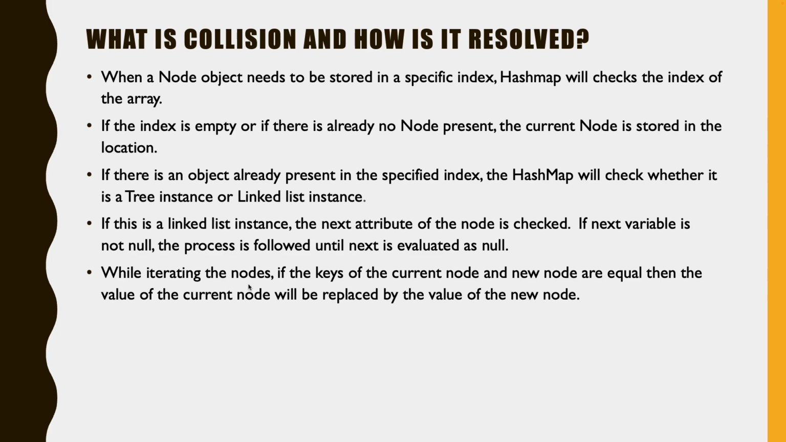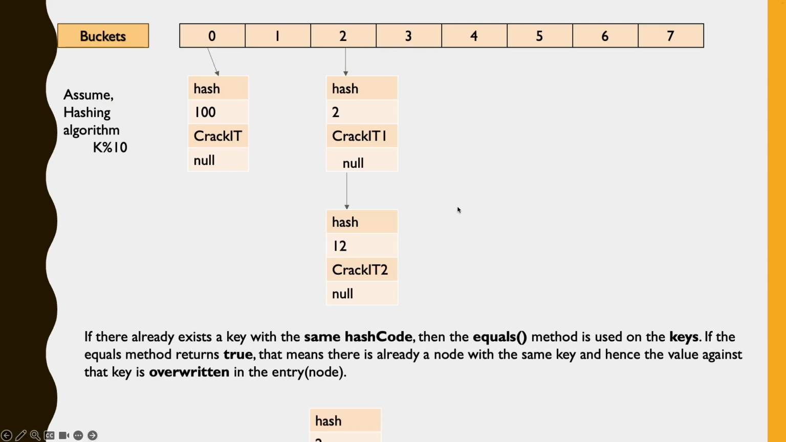While iterating the nodes, if the keys of the current node and the new node are equal, then the value of the current node will be replaced by the value of the new node. We will understand this now with an example. This is a hash map and our next node is with a key 2 and a value crack it. What will happen in this situation?